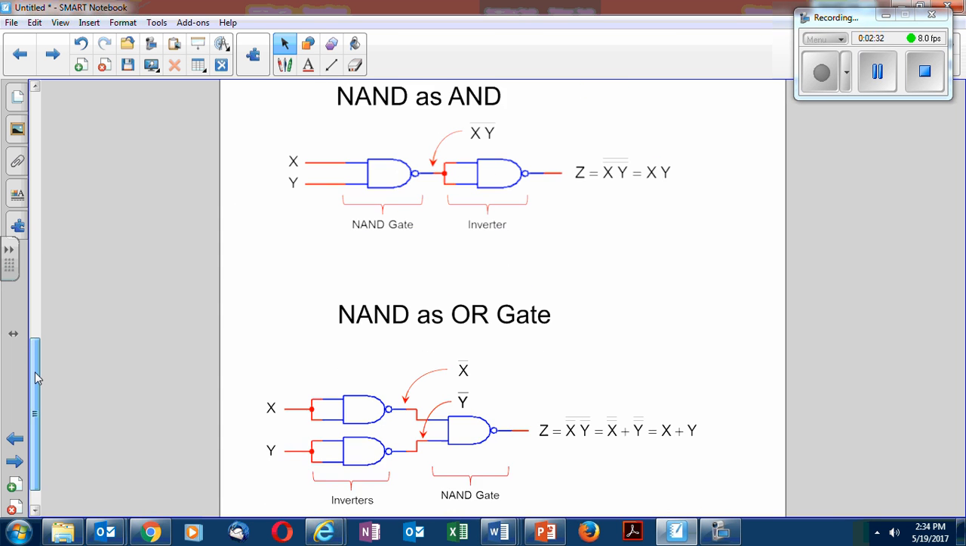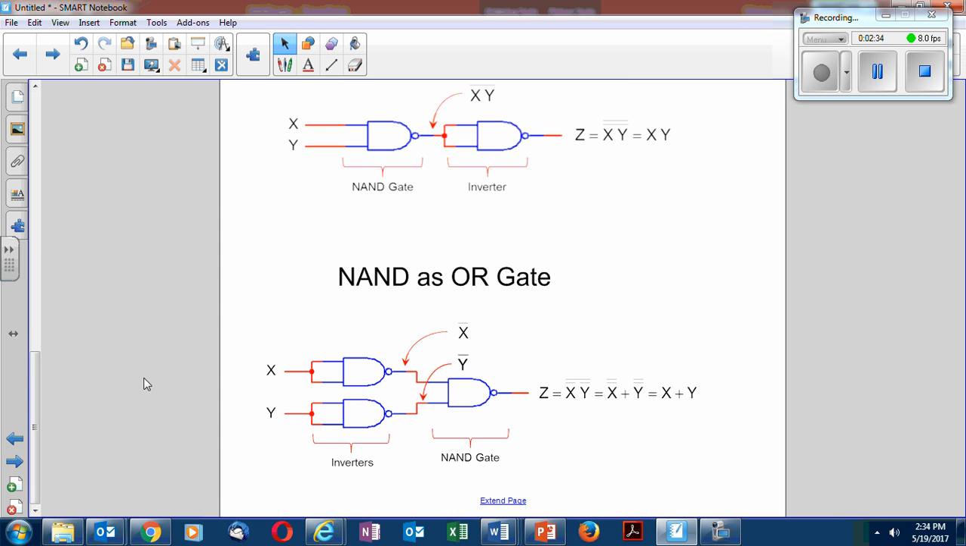And of course, you can use a NAND gate as an OR gate. If we use De Morgan's on a NAND gate, it would actually give me, I break the line, change the sign, not X or not Y, which is almost an OR gate except my inputs are inverted. So if I invert them before I ever put them into a NAND gate, I should get an OR gate in the end.